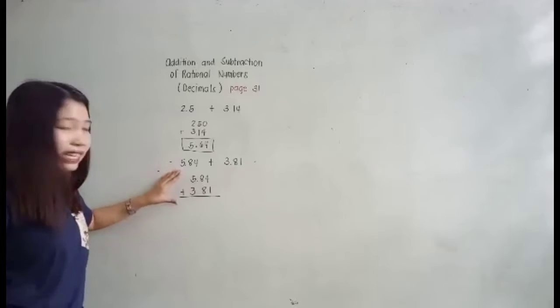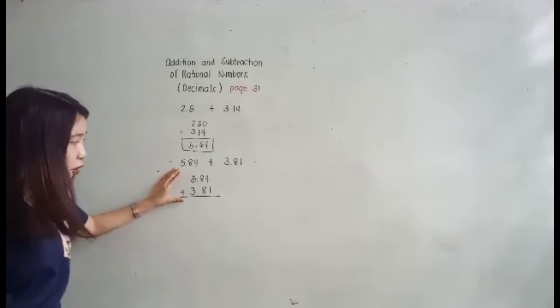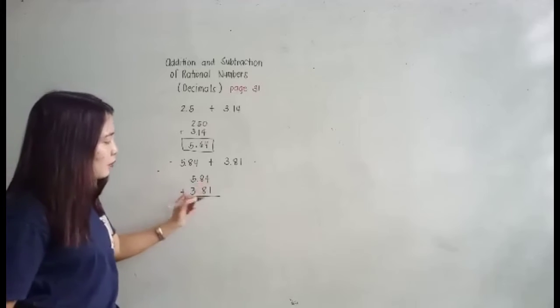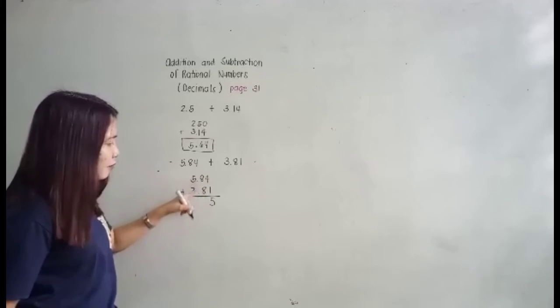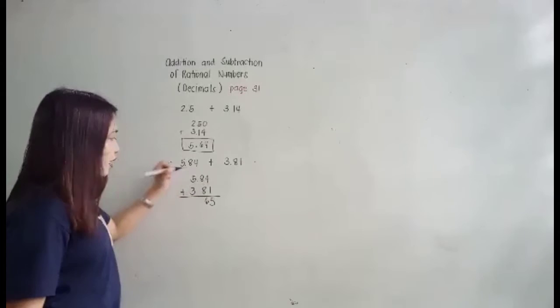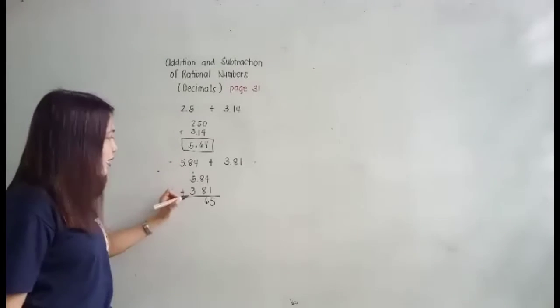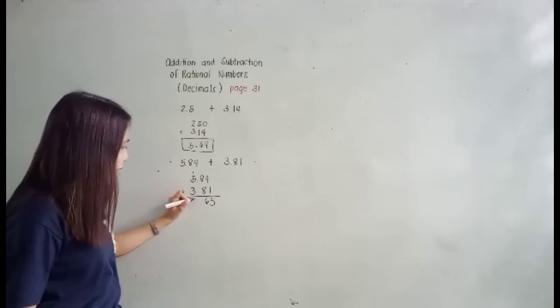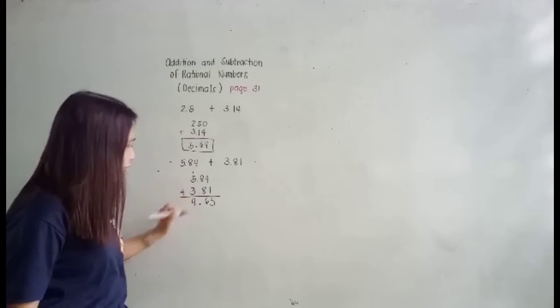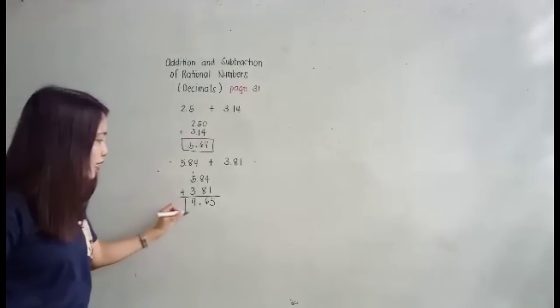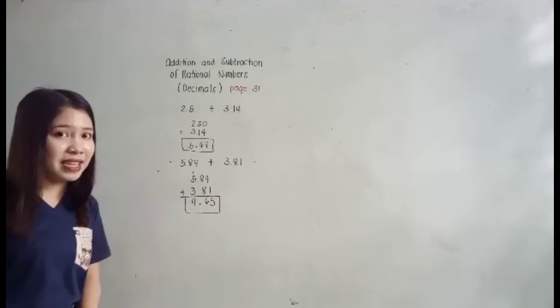Okay, so sa second example naman ay 5.84 plus 3.81. Then, isusulat natin siya in this form, which is vertical. So, 4 plus 1 ay equals to 5. 8 plus 8 ay equals to 16. Carry 1. 1 plus 5 ay equals to 6 plus 3 ay equals to 9. So, i-copy natin yung period or decimal point. So, our answer is 9.65.